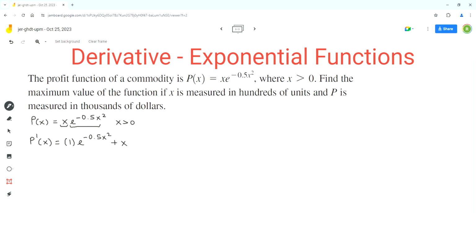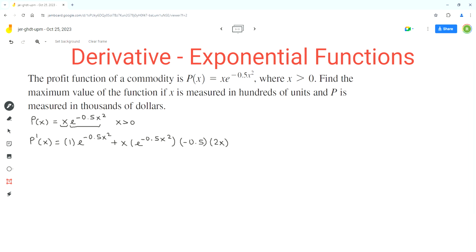Now the second function is an exponential function with base e, so the derivative will be the e term itself times the derivative of its exponent, and the exponent is negative 0.5x squared. Now in this exponent, negative 0.5 is the coefficient, so it will stay as it is. And as per the power rule, the derivative of x squared is 2x. So this is the expression for the derivative of P(x).